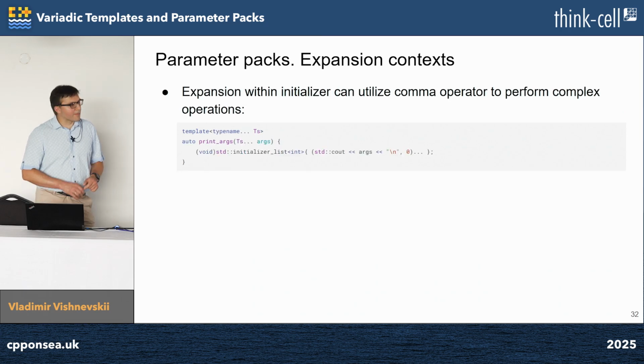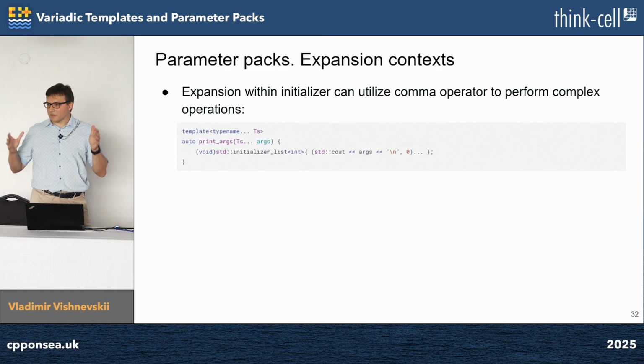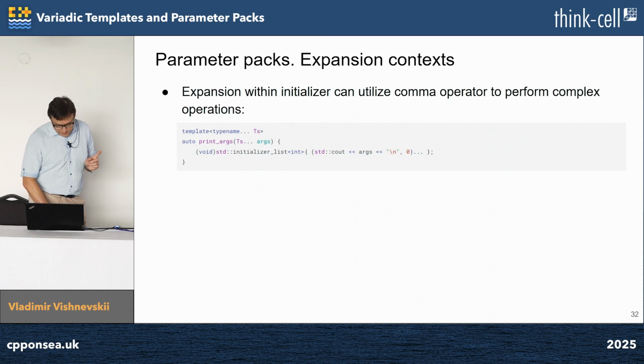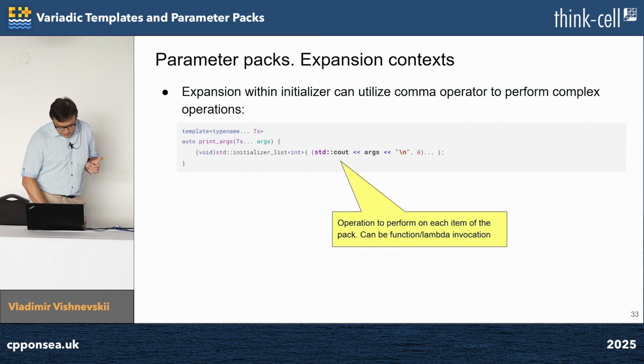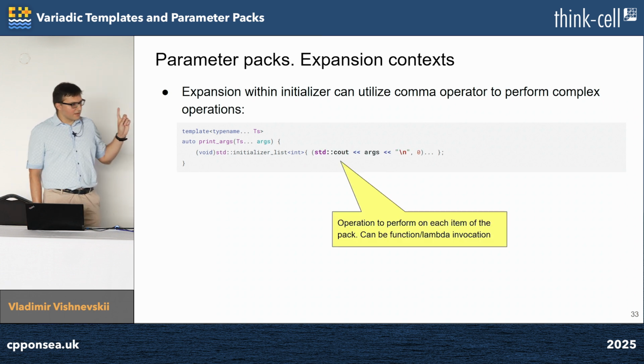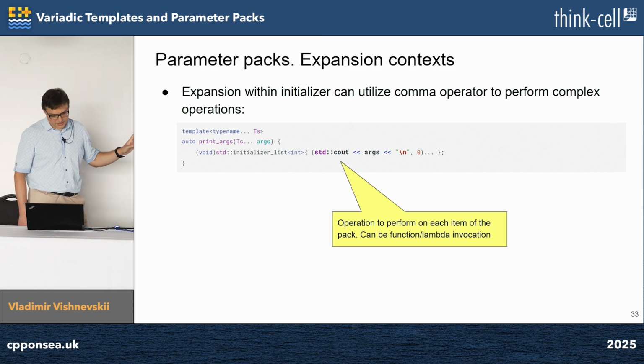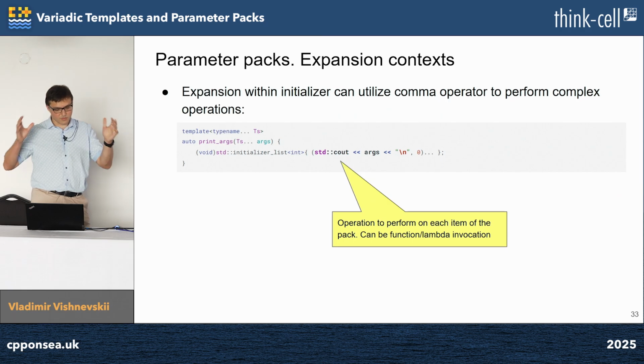Okay. Another application for expansion in an initializer list, especially before C++17, was actually to perform some operations on each item of the function parameter pack. Here, this example is a bit more complex. Let me inspect it and clarify what is happening here. So we expand the function parameter pack here in the initializer, actually an int initializer list. Yeah, so it's instantiated with int, so it expects ints in the initialization. But what is happening here? We have some operation that we need to perform on each item within the parameter pack, on each argument that was provided.